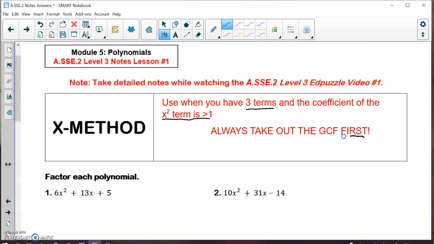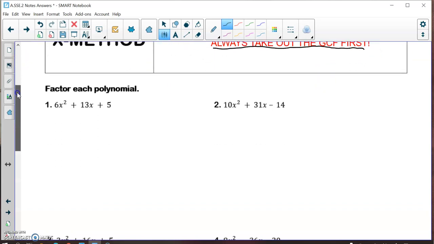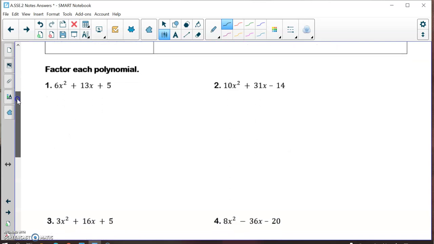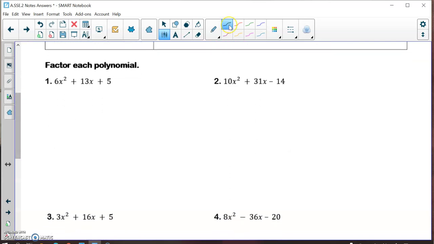And a reminder, we should always take out our greatest common factor first in order to have your polynomial completely factored. So let's jump in. In number 1, we do not have a greatest common factor, and since we have 3 terms, but the coefficient of your first term is greater than 1, then we're not going to be using the box method. We're going to jump into something called the x method. So what we do with the x method is we draw ourselves an x.